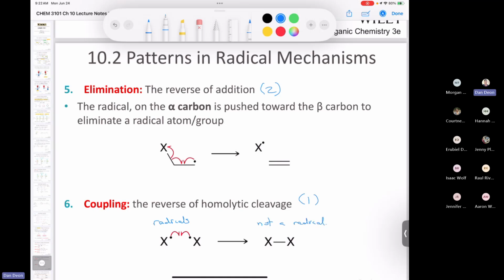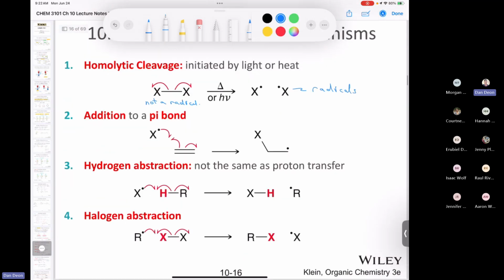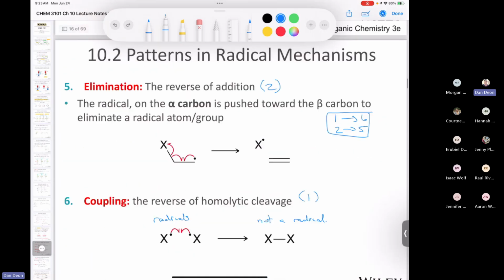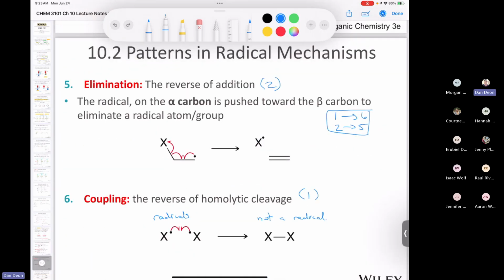Okay, so what did we see? We saw that steps 1 and 6, or reactions 1 and 6, are just the reverse of each other. 2 and 5 are the reverse of each other. But I want to tell you right now, 3 and 4 are not the reverse of each other. The reverse of 3 is actually another hydrogen abstraction. You see that the R would be pulling this hydrogen off. And the reverse of halogen abstraction is also another halogen abstraction. So just keep that in mind. Homolytic cleavage and addition to a pi bond are the reverse of elimination and coupling. But hydrogen abstraction and halogen abstraction are not the reverse of each other.